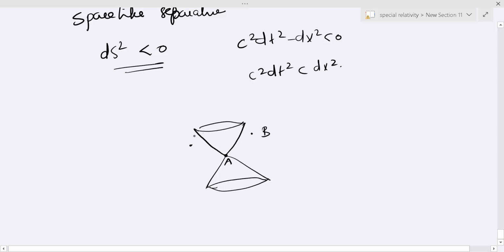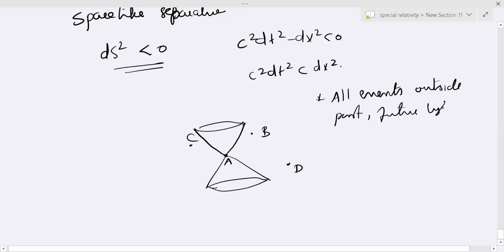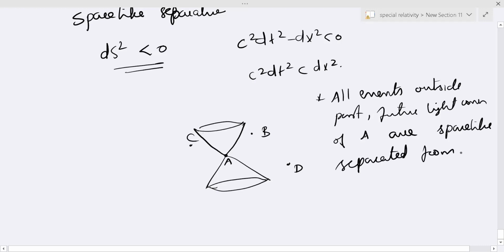This B, C, D, all these events outside the past and future light cones of A are space-like separated. So these are events which are space-like separated.